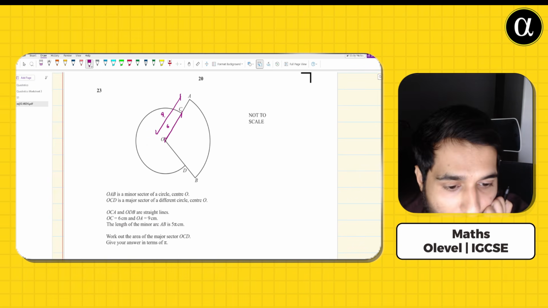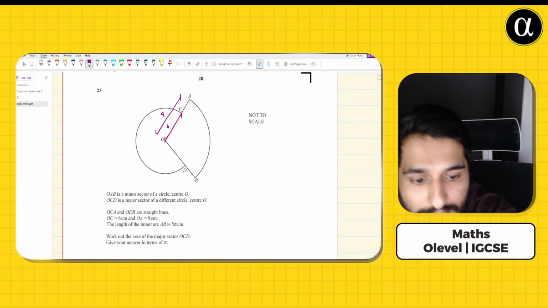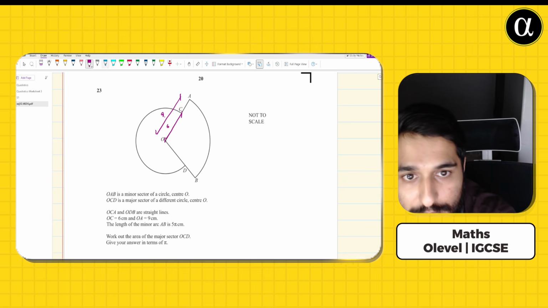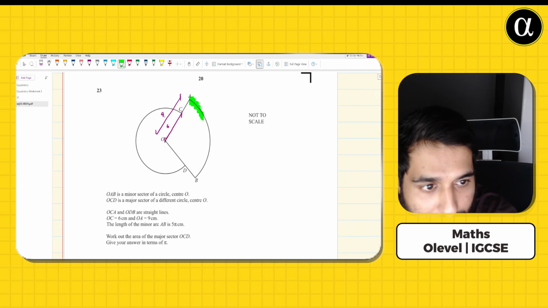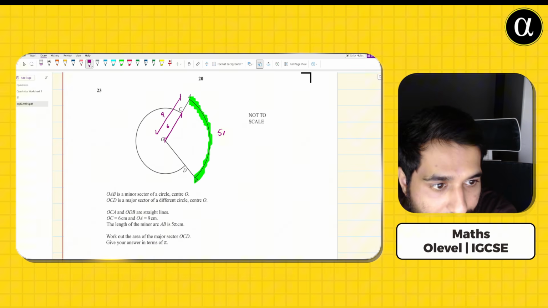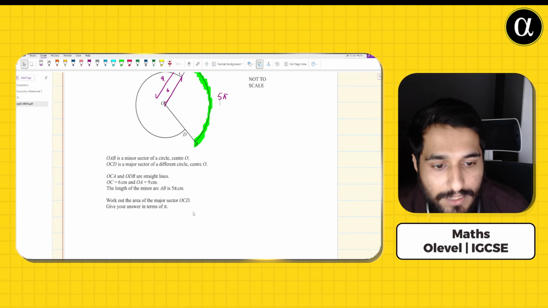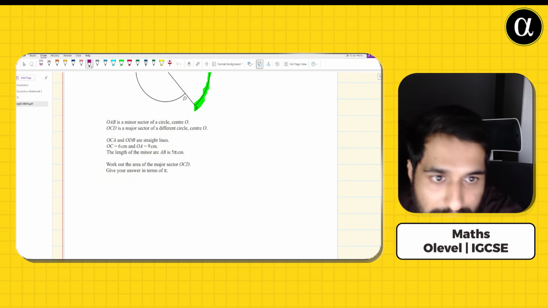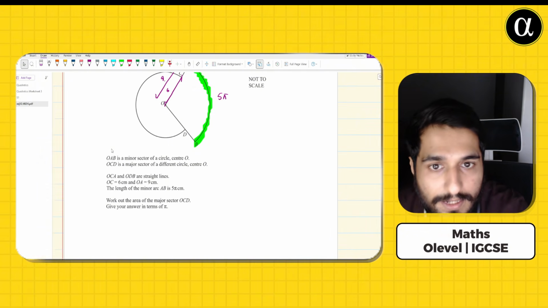Now, if we have a look at this, it further states that the arc length, which is the length of the minor arc AB, is supposed to be 5 pi. So this part is supposed to be 5 pi. And we are supposed to work out the area of the major sector. How do we get the area of the major sector? The examiner wants us to find the area of this part, and how do you find that?